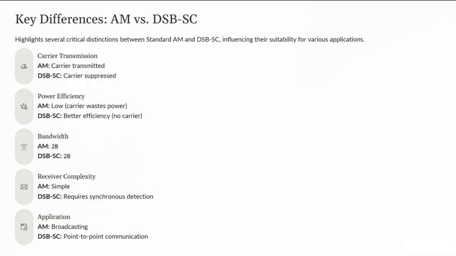Let's see the key differences between AM and DSBSC. In AM, the carrier is transmitted, and in DSBSC, the carrier is suppressed. AM has low power efficiency, while DSBSC has better efficiency. The AM receiver is simple, while the DSBSC receiver is complex. AM is used for broadcasting, while DSBSC is used for point-to-point communication.